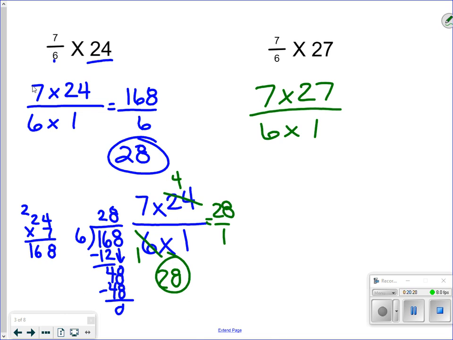So, sometimes it's not going to be like we have a 1 on the bottom, but you can make it smaller. So, you can do it standard if you're really not comfortable, or you can attempt 2.0. So, go ahead and try that. Okay. 7 times 27.